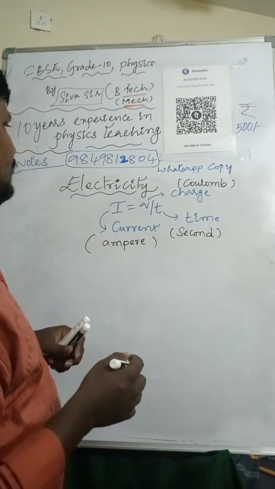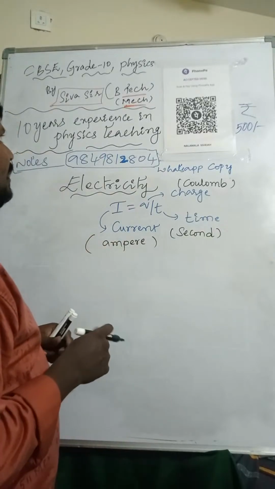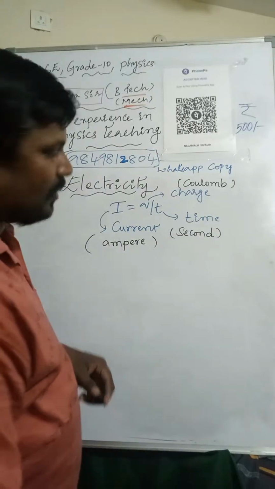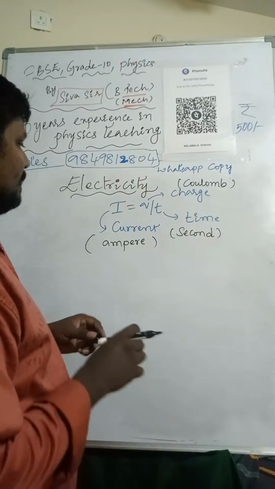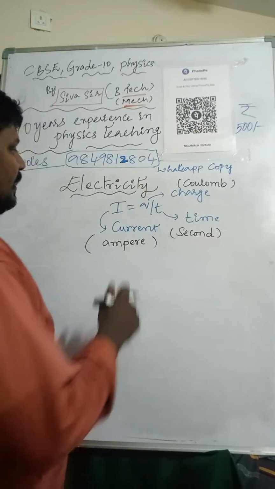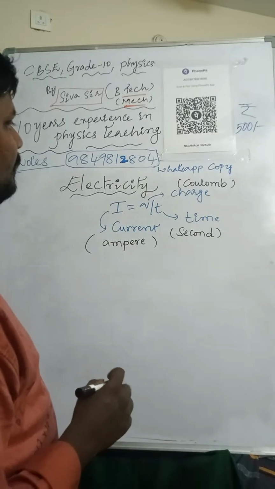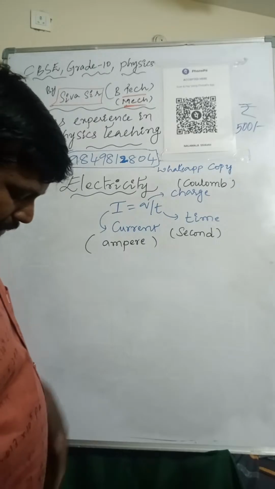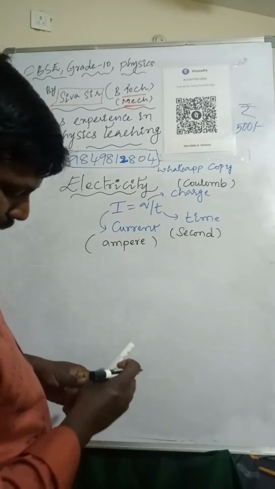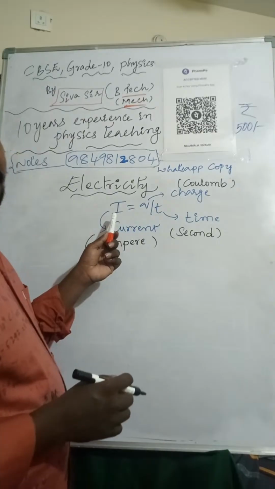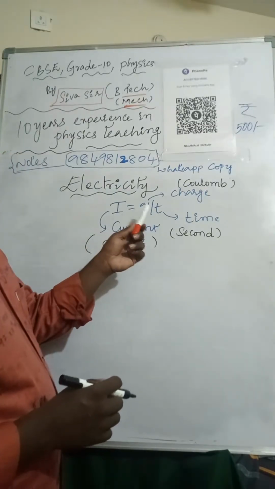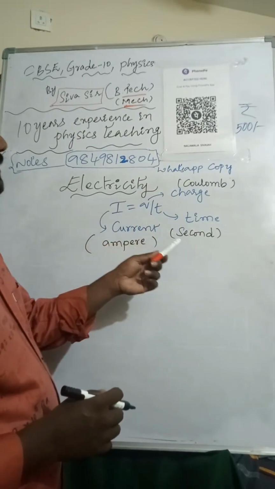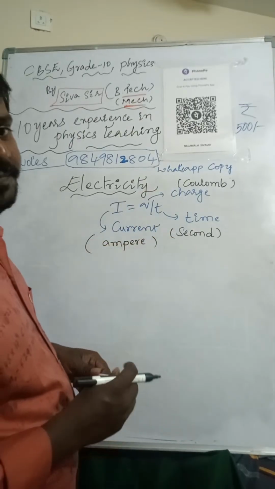So the rate of flow of charge is called electric current. I equals Q by T. The SI unit of current is ampere, the SI unit of charge is coulomb, and the SI unit of time is second.